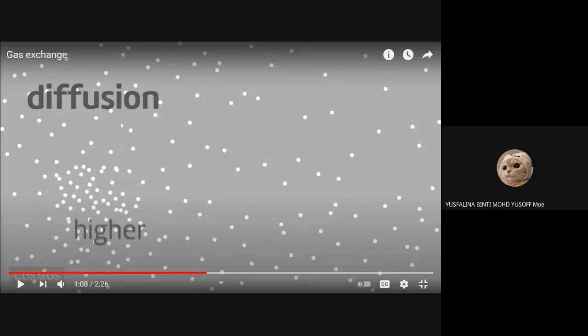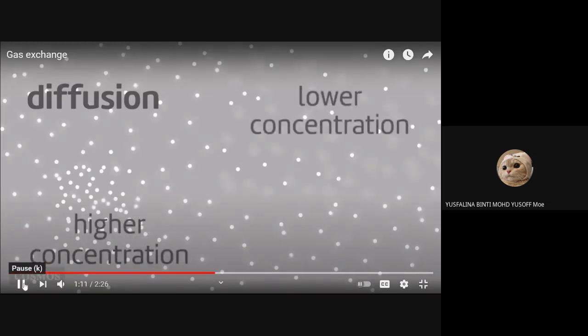Okay, so this is the process that we call diffusion. Maybe some of you ask, what actually is diffusion? So diffusion is actually the movement of gas from a higher concentration to a lower concentration.